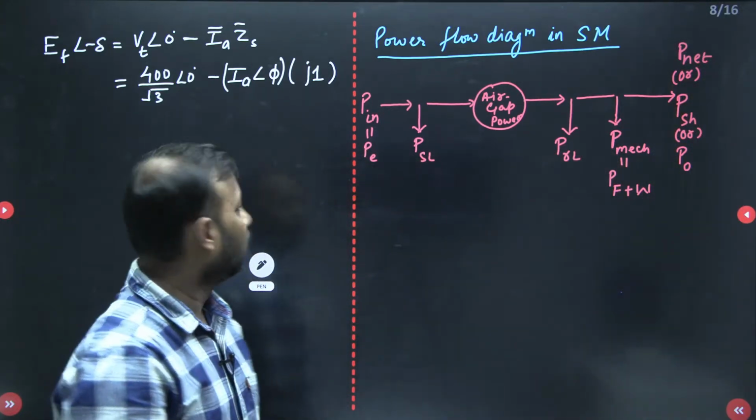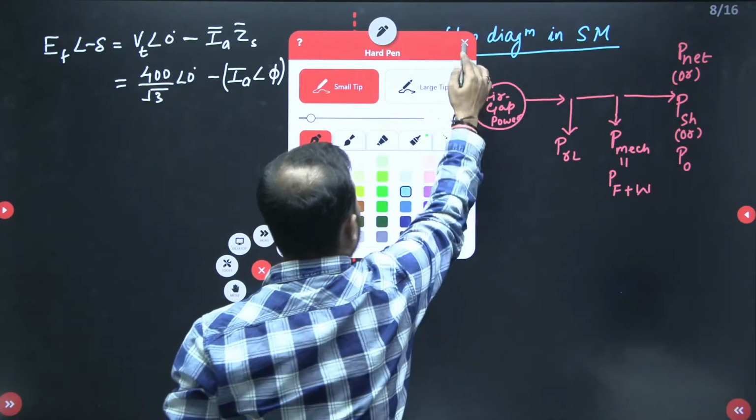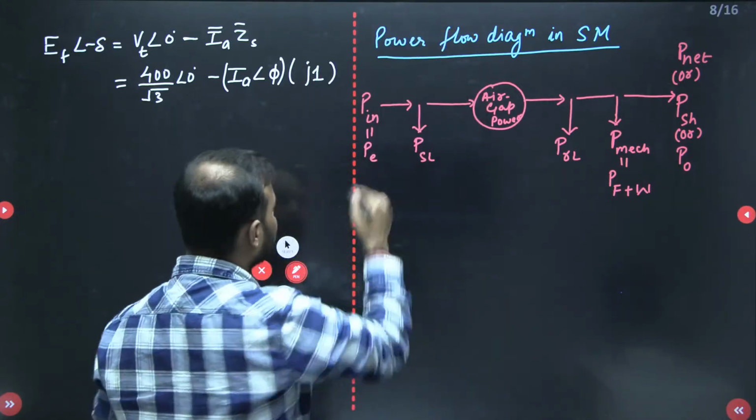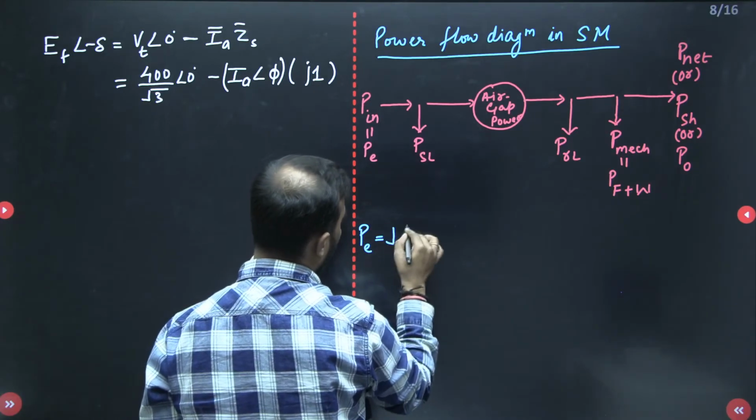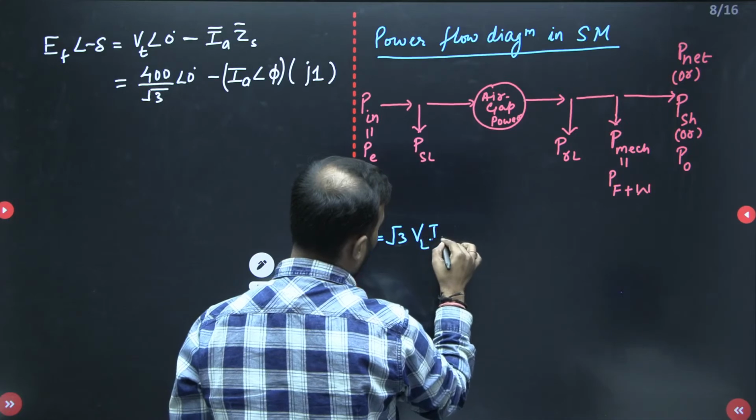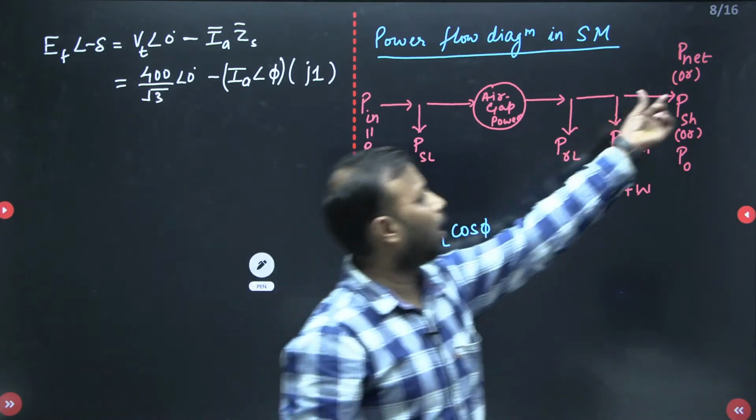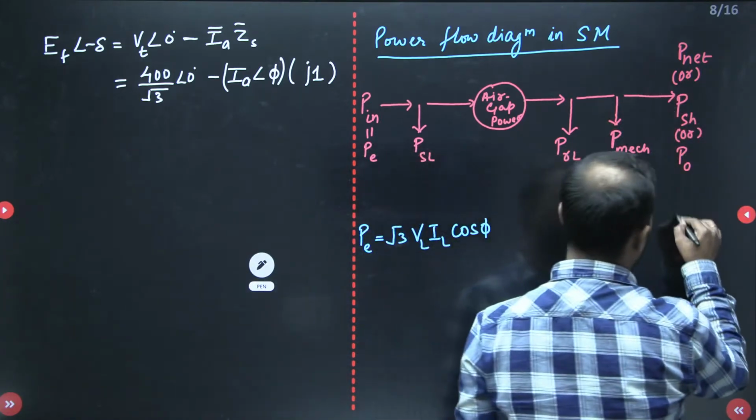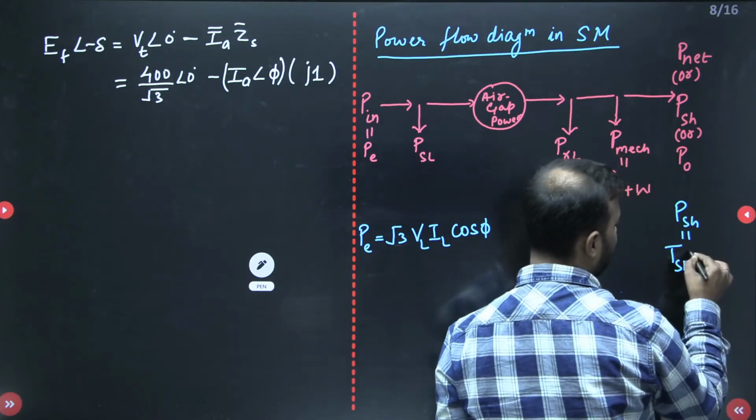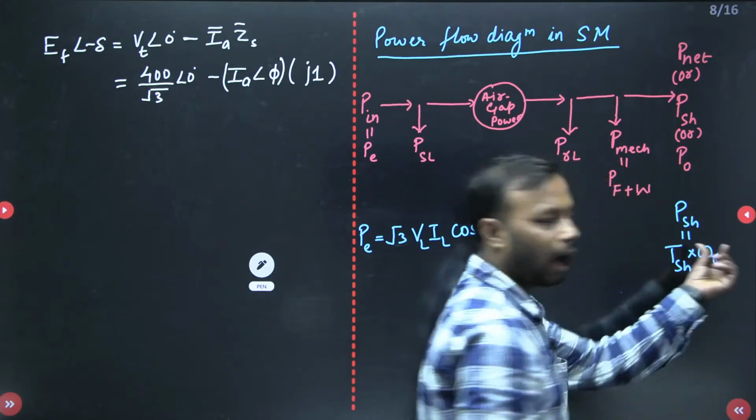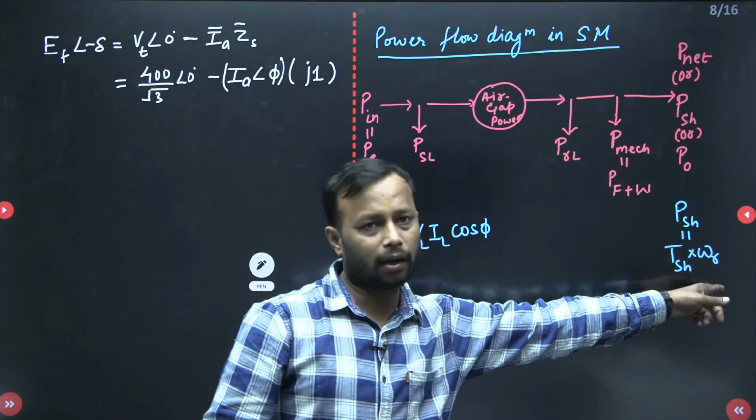Got the point? Now if you see carefully, here the input is electrical. In three phase, how can we write the electrical power? PE is equal to root 3 VL IL cos phi. Done. And what is the output power? P shaft, which is equal to torque at the shaft into omega r. Omega r is the speed of the rotor in radian per second.